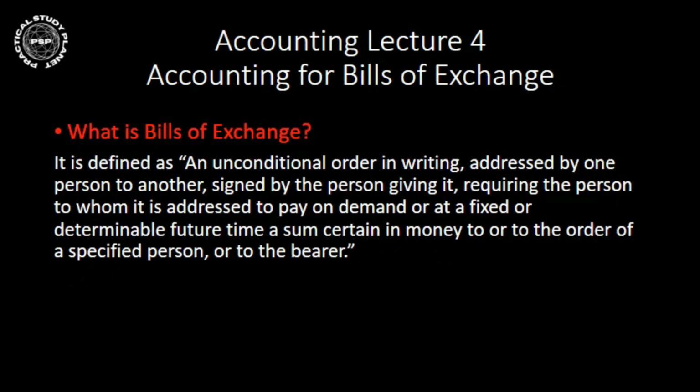What is bills of exchange? It is defined as an unconditional order in writing, addressed by one person to another, signed by the person giving it, requiring the person to whom it is addressed to pay on demand or at a fixed or determinable future time a sum certain in money to or to the order of a specified person or to the bearer. So technically it is sound and comprehensive. We'll study it by dividing it into parts to make it easy to understand.